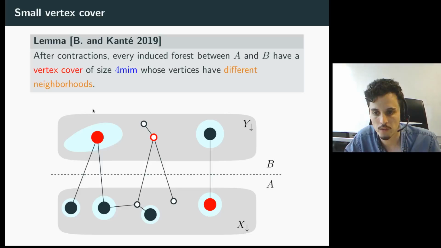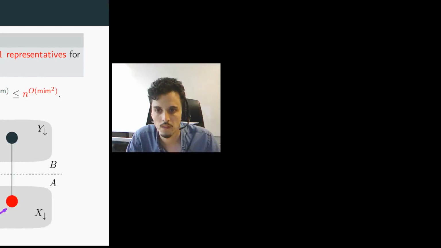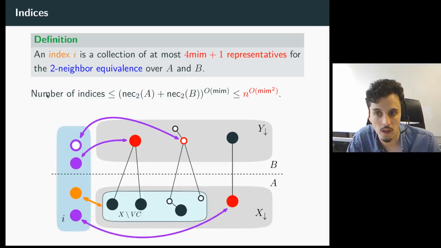What we prove is that after these contractions, in the bipartite graph between this side and this side, we have a vertex cover of size at most 4 times the mim-width, and all the vertices of this vertex cover have different neighborhoods in this bipartite graph. And it means that they are not equivalent under the two-neighbor equivalence. So now we are ready to define what we call indices. An index is a collection of at most 4 times the mim-width plus 1 representatives for the two-neighbor equivalence over A and B.